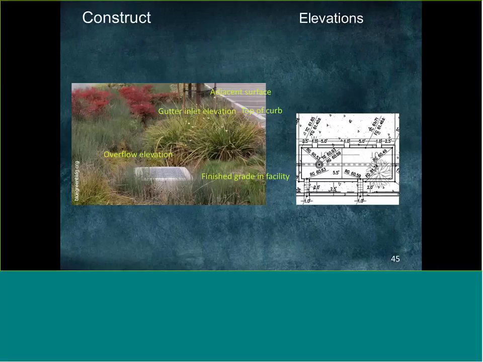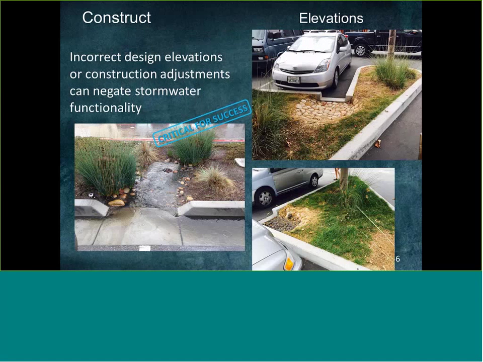Elevations are a super critical aspect of construction that has applications for the landscape. All of these different elevations, the gutter, the finished elevation in the facility, the overflow, can sometimes be altered by a contractor. They might not be implemented and constructed as they're shown on the plan because the contractor doesn't understand it. These are just some examples. They could have been incorrect in the design elevations in the drawings, but they might have also been changed during construction.